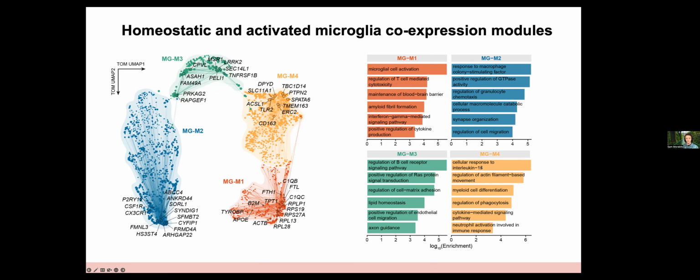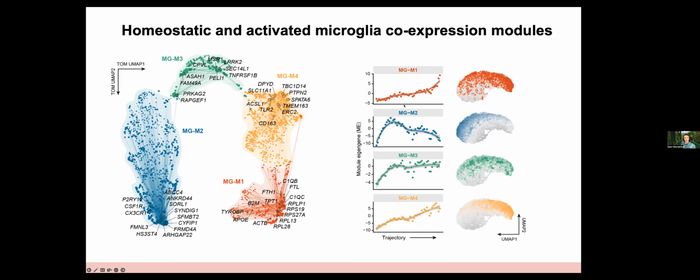The other one that we found to be interesting was potentially this MGM4 as kind of an alternative activation module with GO terms like phagocytosis, myeloid cell differentiation, neutrophils, cytokines, etc. So we thought this one was interesting, and kind of complementary to this MGM1.